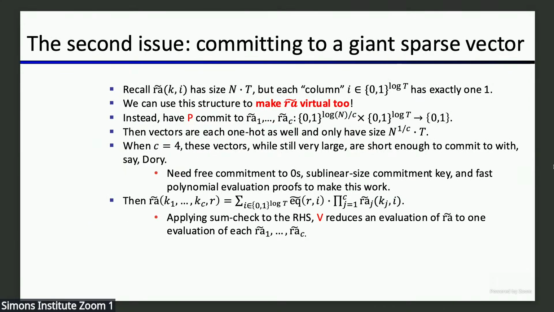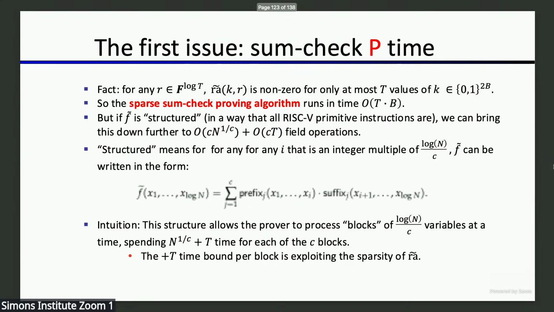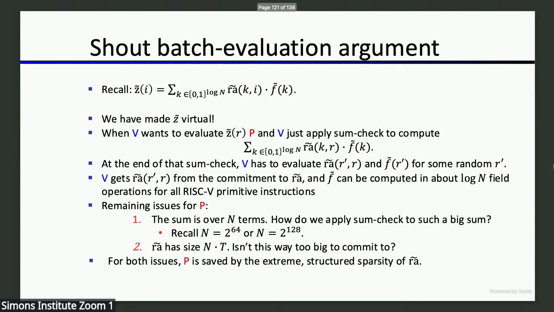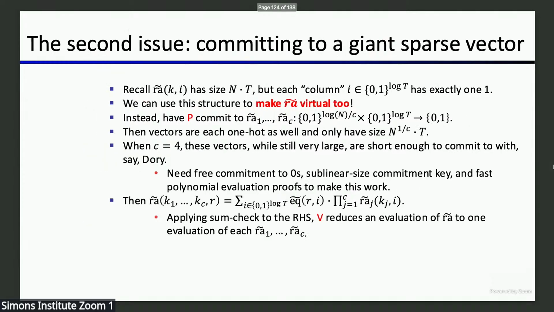Right, okay, so I told you how you can handle the sum over 2 to the 64 terms just because almost all the terms are 0. Okay, how do you commit to a vector that is so big?